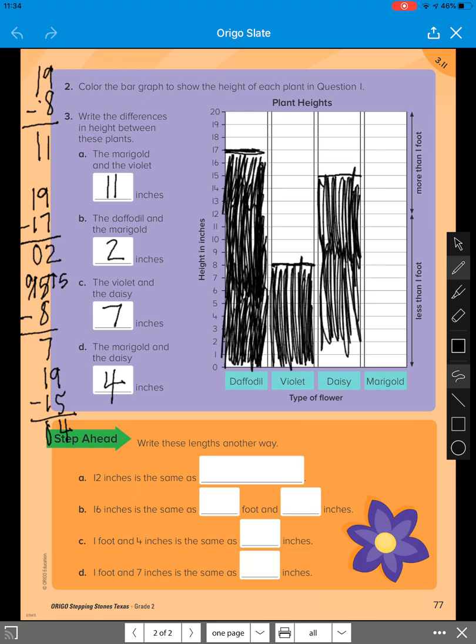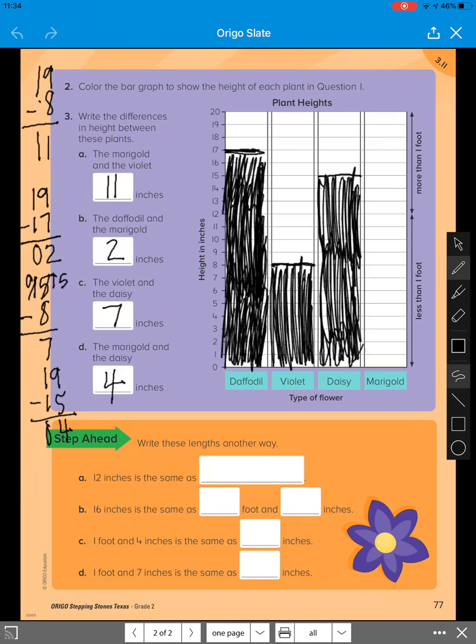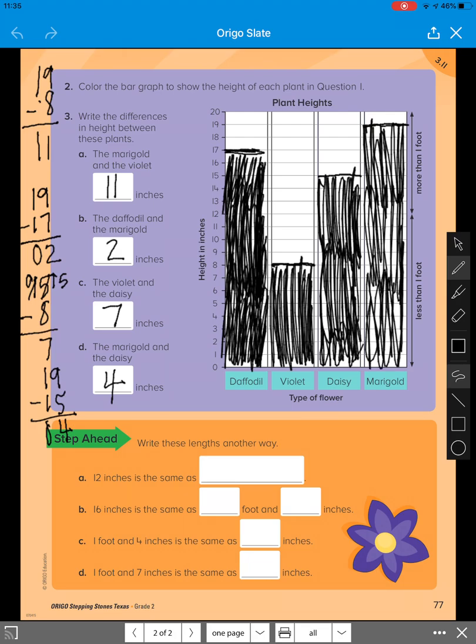And then lastly, it's the marigold. So I'm going to go back and take a look at the chart. The marigold is 19 inches. So I'm going to find 19. Draw my line and color. Okay.